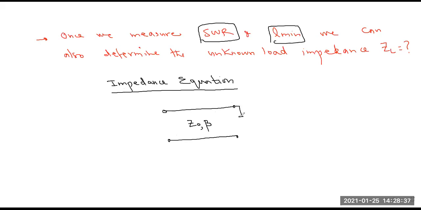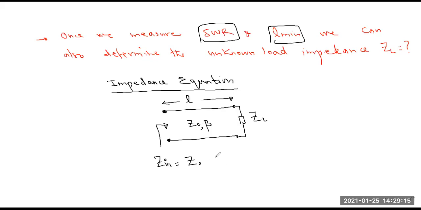And if it is terminated by some load ZL, and if the length of the transmission line is represented by L, and if I want to find out how much is going to be the impedance between these two points of the transmission line, which we call Zin. So Zin can be determined with the help of this equation that we derived maybe two or three lectures back. And there were two equations. One is this one, right?